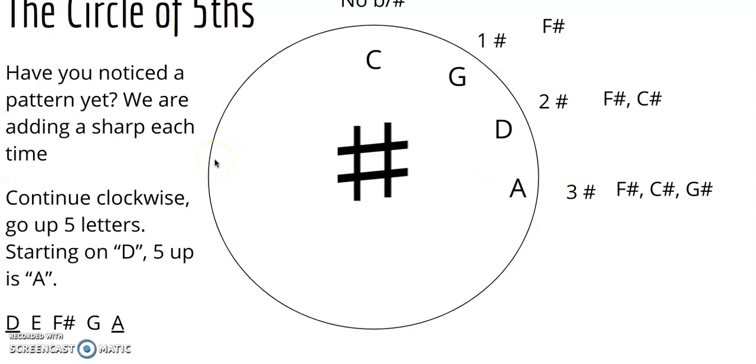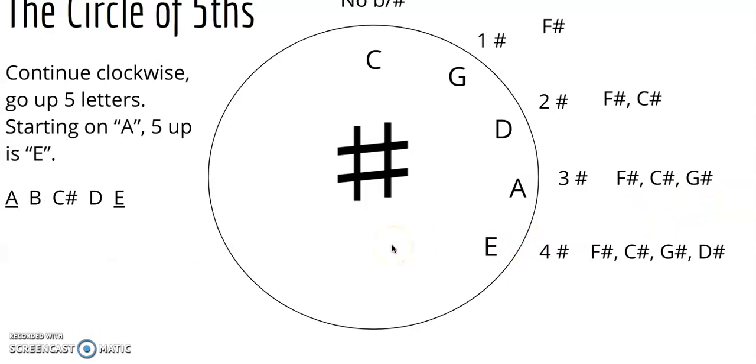Have you noticed a pattern yet? We're just adding 1 sharp each time. If you continue clockwise, you'll go up another 5 letters, which, by the way, is why this is called the circle of fifths. When we go clockwise, we're going up in intervals of 5. So starting on D, 5 up is A. 1, 2, 3, 4, 5. The key of A has 3 sharps, F sharp, C sharp, and G sharp.